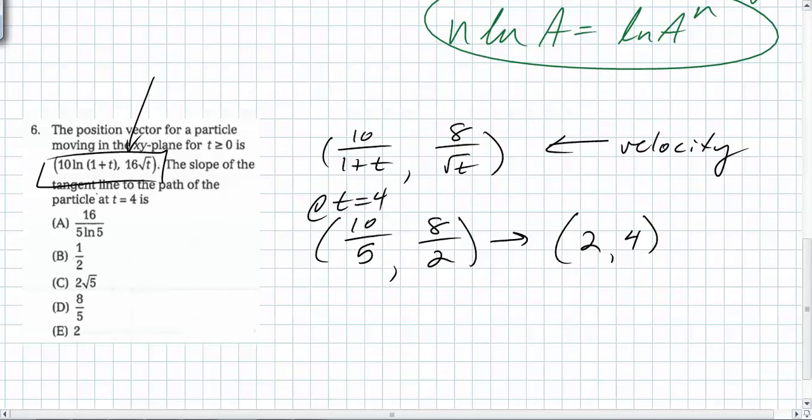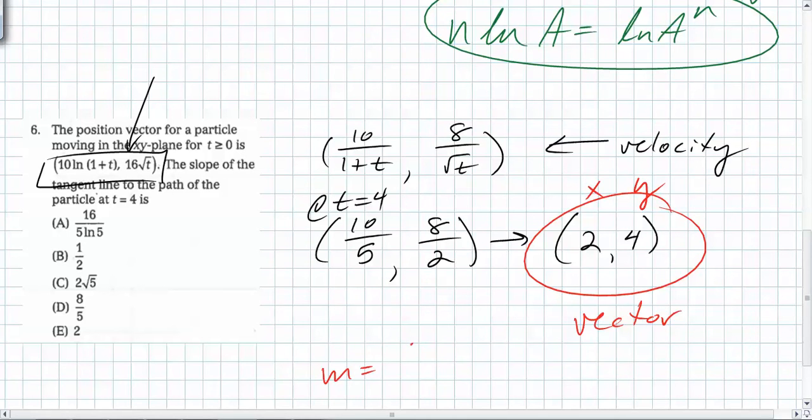So you end up with 2 comma what? 4. And keep in mind, this is a vector, not a point. It's not a point in space. This means this is the x and this is the y. So what is slope? Change in y over what? Change in x. And this is more accurate because it's a velocity. This is the change in position. So what is this going to equal?